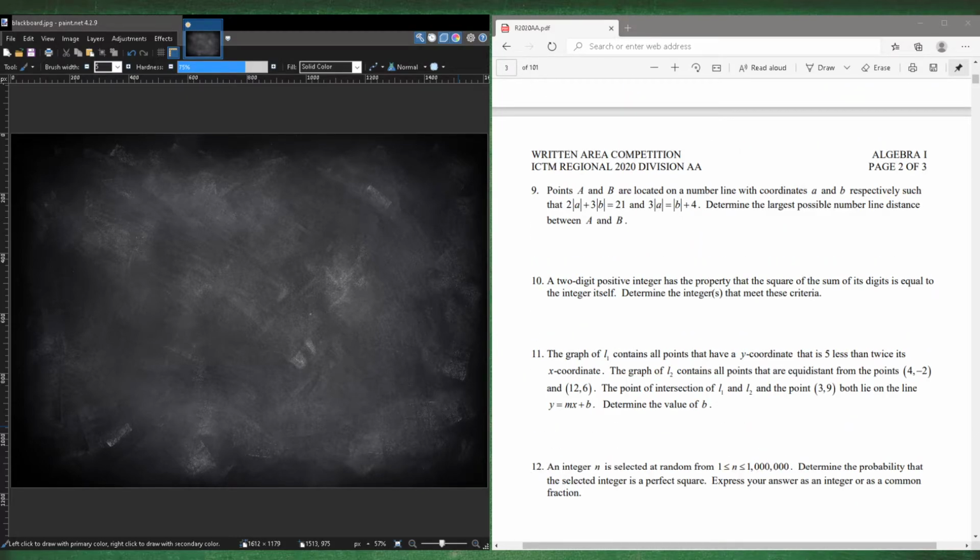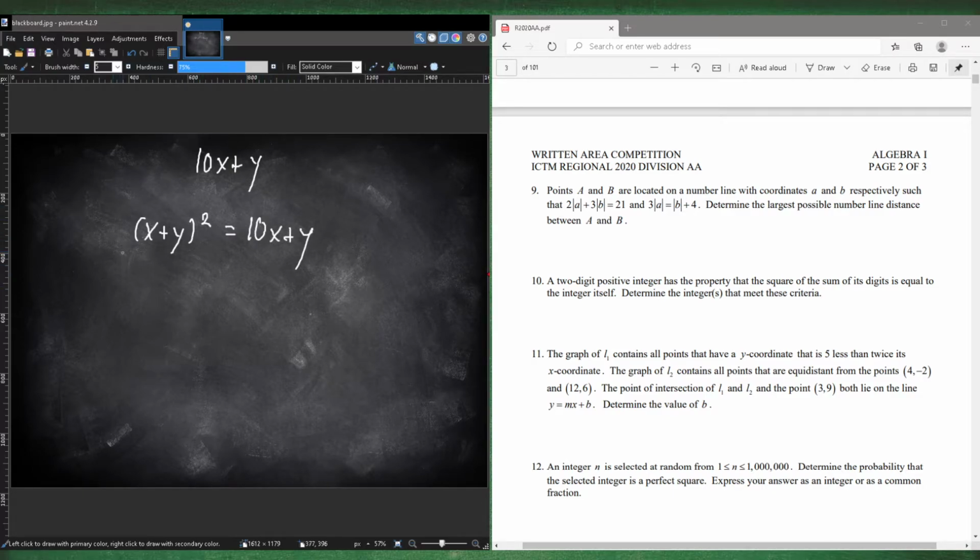Okay, now number 10. A two-digit positive integer has the property that the square of the sum of its digits is equal to the integer itself. Determine the integers that meet this criteria. So let's say our two-digit integer is 10x plus y, where x is our tens digit and y is our units digit. And they say the square of the sum of its digits, so x plus y is the sum, and then the square of it is equal to the integer itself, so is equal to 10x plus y.